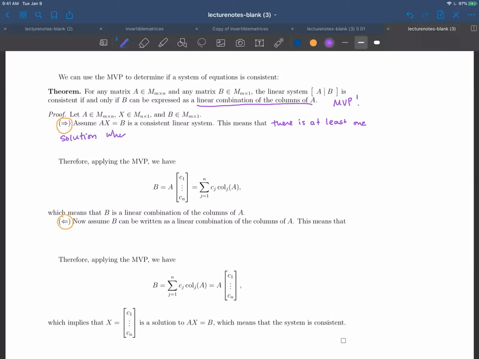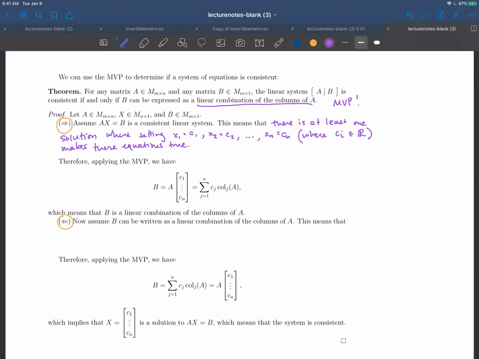Where setting x1 equals c1, x2 equals c2, xn equals cn, where all of those are real numbers, makes these equations true. Right, so we've got at least one solution. That's what it means to be consistent.